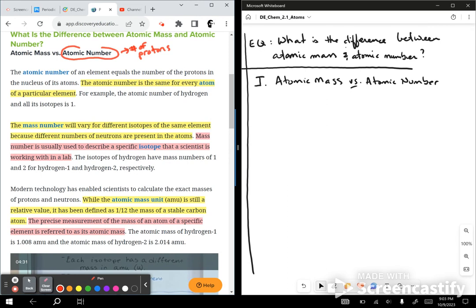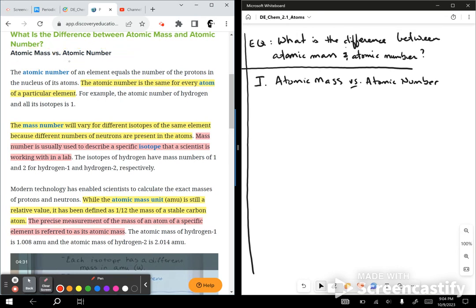the atomic mass, this is a little different than the atomic mass unit. The atomic mass is going to be the average mass of all the isotopes of a particular element. Okay, this is not the same thing, not AMU. We're not talking about atomic mass units here. We're talking about a more precise thing called atomic mass.